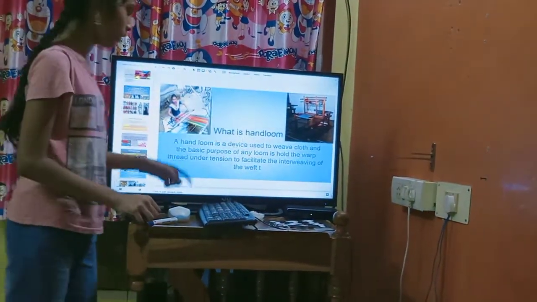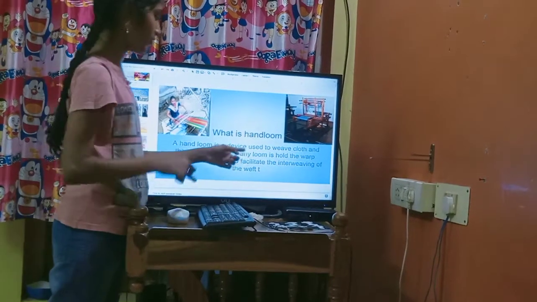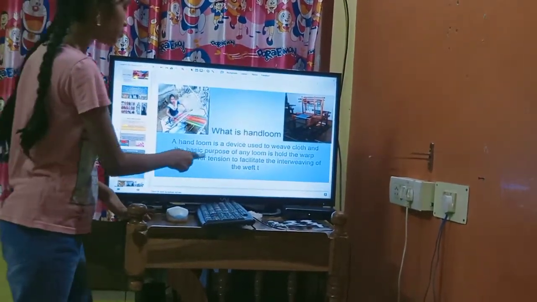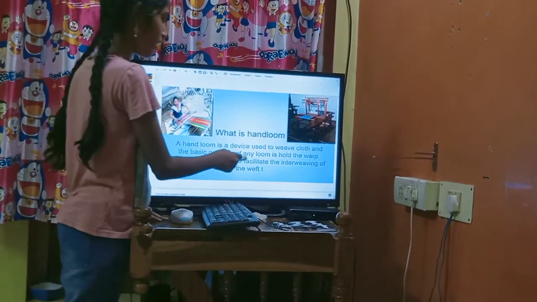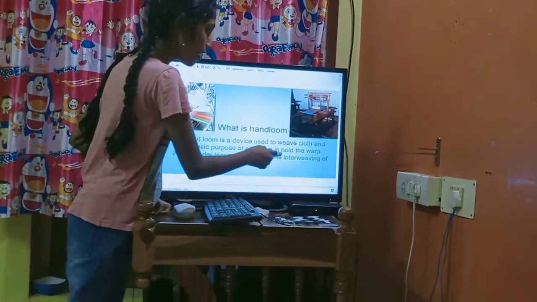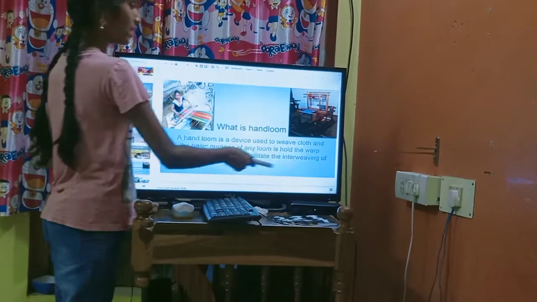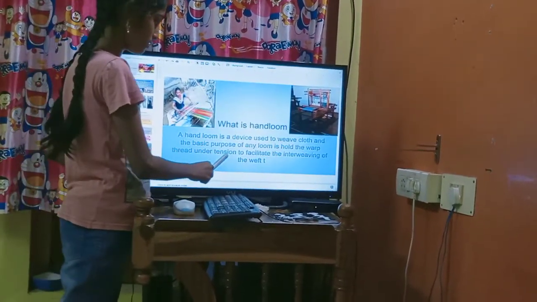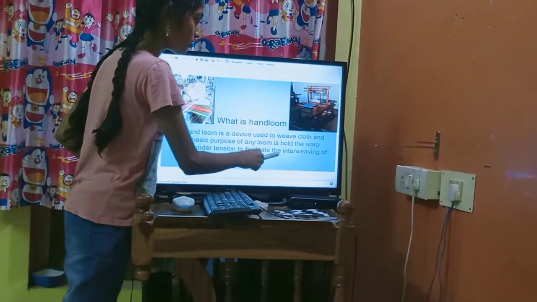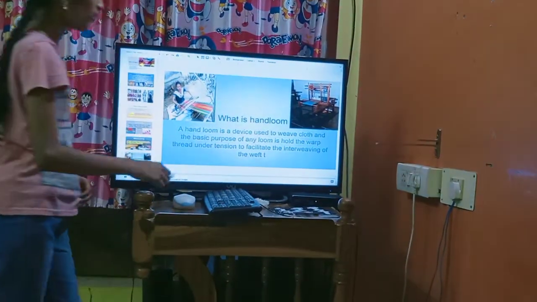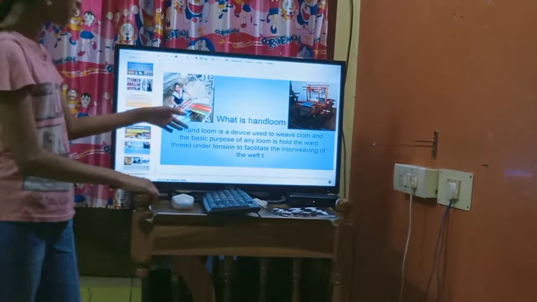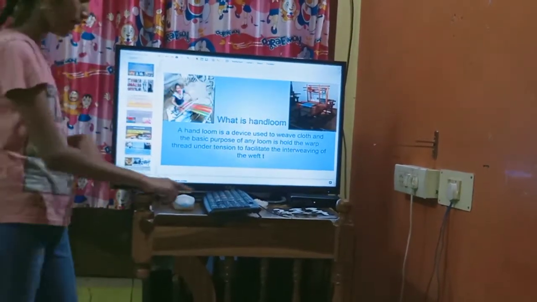What is a hand loom? A hand loom is a device used for weaving cloth, and the basic purpose of any loom is to hold the warp thread under tension for interweaving the fabrics. You can see here pictures of hand looms.